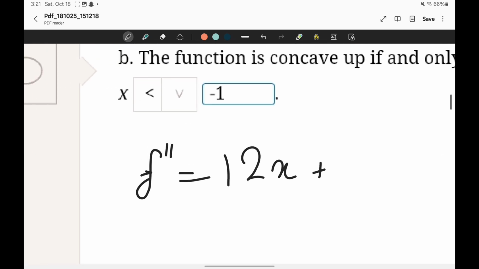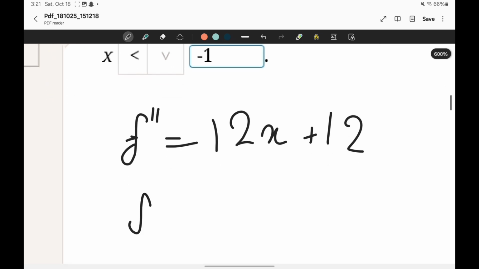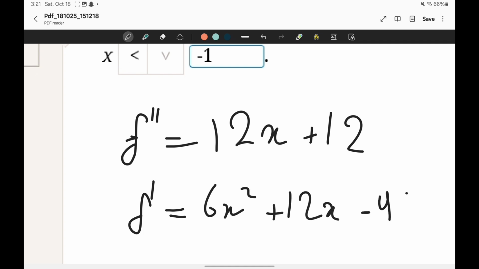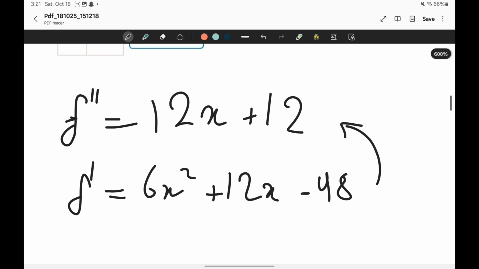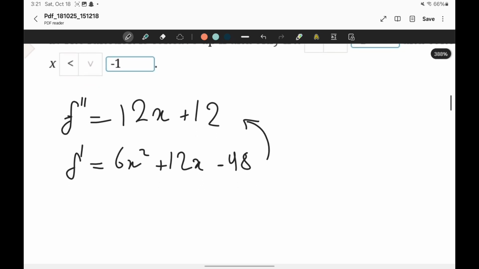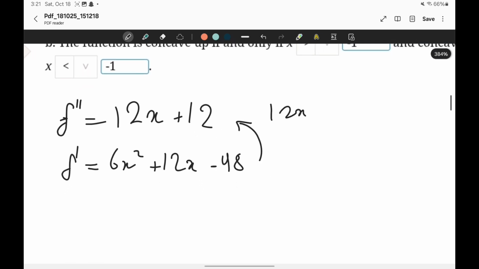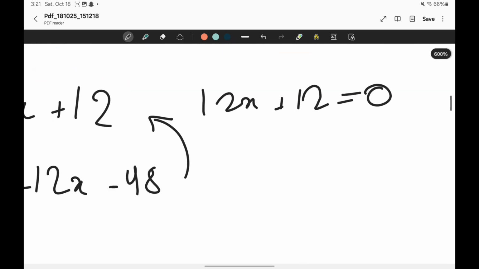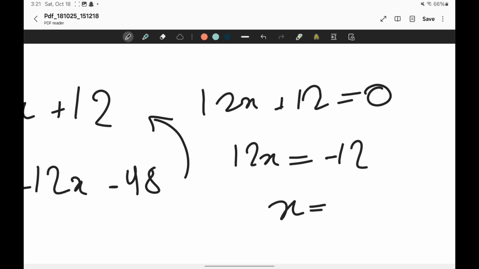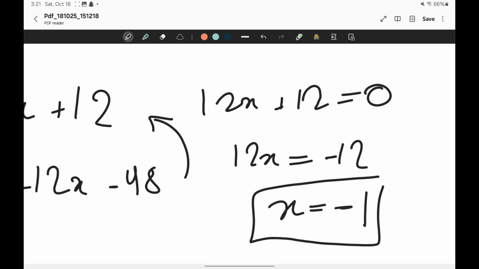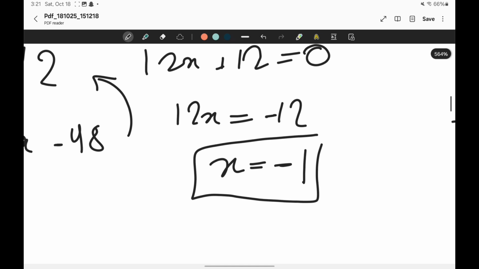12x plus 12, because our f prime, or y prime, you could call it whatever you want, was 6x squared plus 12x minus 48. Yes, we derive it one more time, we get this. Okay, now you take that, 12x plus 12, equate it to 0, and you get the inflection point. So this means 12x equals minus 12, x is minus 1. This is our inflection point.